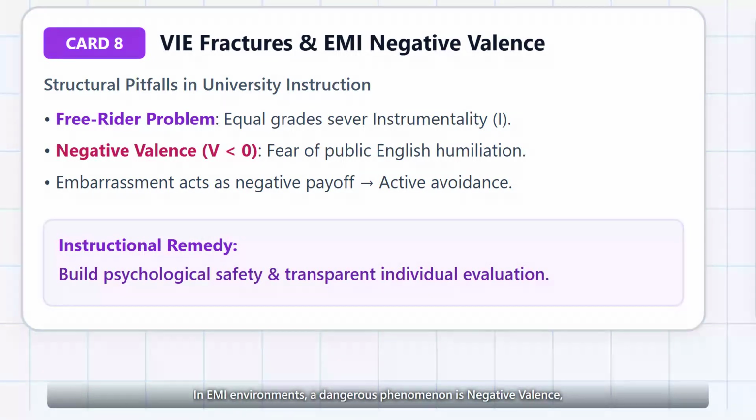In EMI environments, a dangerous phenomenon is negative valence, where valence drops below 0. Fixed mindset students may view public English speaking as a high-risk trap, where failure results in public embarrassment. For these students, avoiding social humiliation becomes far more important than earning academic credit, leading to active evasion. Instructors must neutralize negative valence by establishing psychological safety and implementing transparent individual accountability.